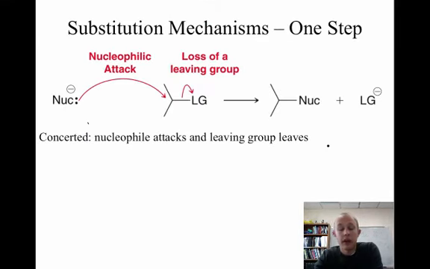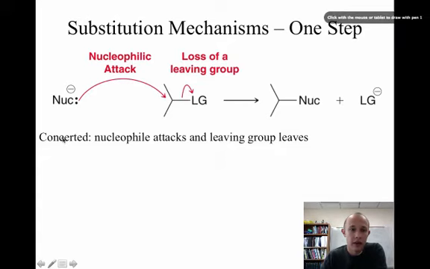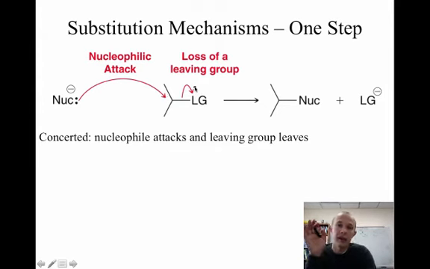Okay, so in any substitution reaction there's two possibilities. You can have a concerted mechanism, meaning that everything happens in one step. In this mechanism, we have a nucleophilic attack step and a leaving group step, but it's all happening together. So we have a nucleophilic attack arrow and a leaving group arrow, but it's all one single step. They're happening in a concerted fashion, meaning everything happens at the same time. The nucleophile attacks, and the leaving group leaves together.